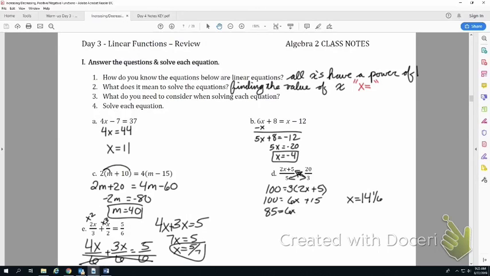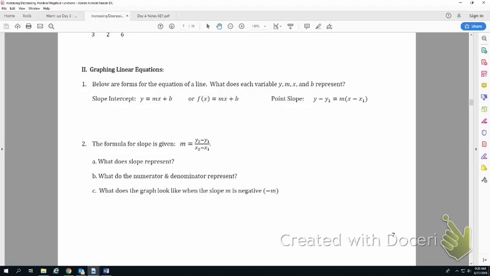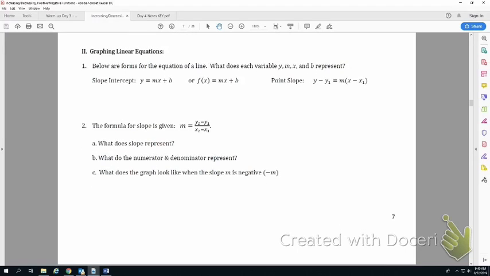Questions on solving linear equations? Again, we're still kind of just reviewing Algebra 1 stuff in here. Alright, so let's get into graphing, talking about the different forms.